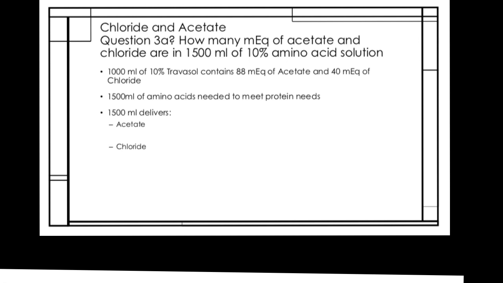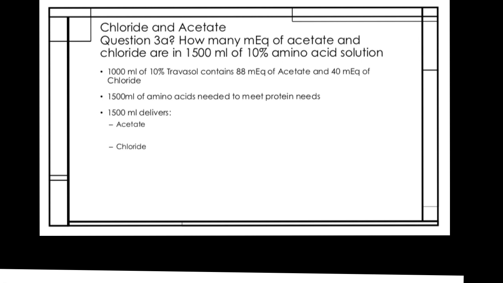So how many milliequivalents of acetate and chloride are in 1,500 milliliters of 10% amino acid solution? That's a lot of words. Okay. So 1 liter of 10% Trophamine, which is your amino acid, contains 88 milliequivalents of acetate and 40 milliequivalents of chloride. So the 1,500 mL of 10% Trophamine delivers how much acetate and how much chloride?